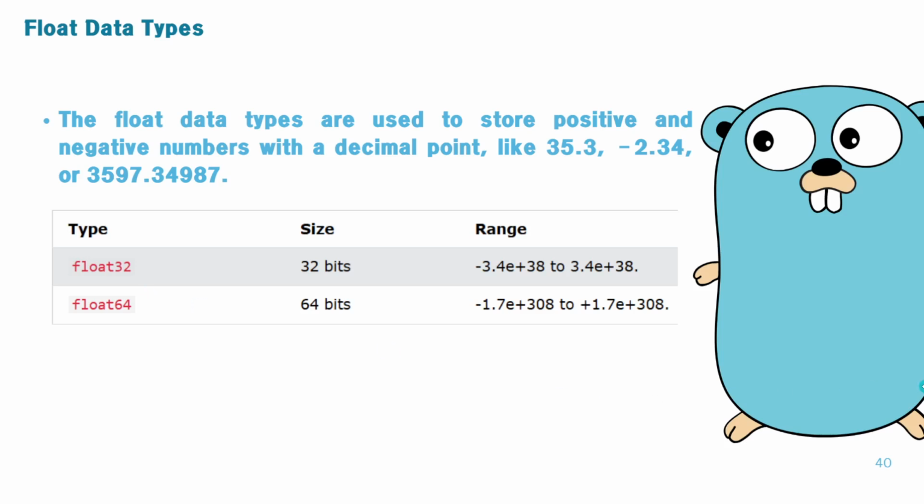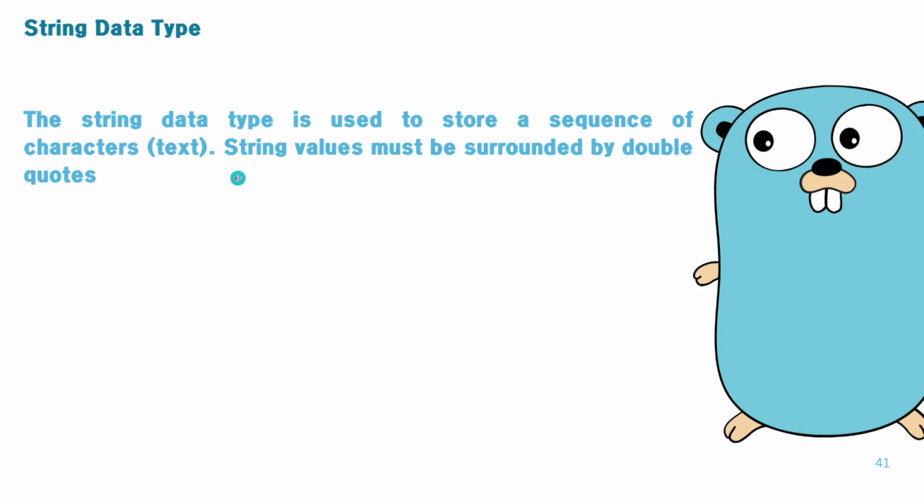Next thing we have is the string data type. It's simple, there is no depth to it. The string data type is used to store a sequence of character text. String values must be surrounded by double quotes.